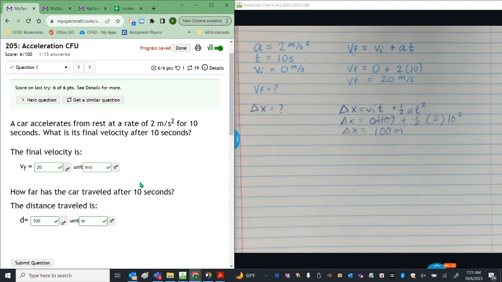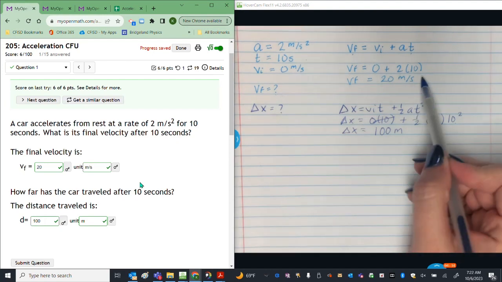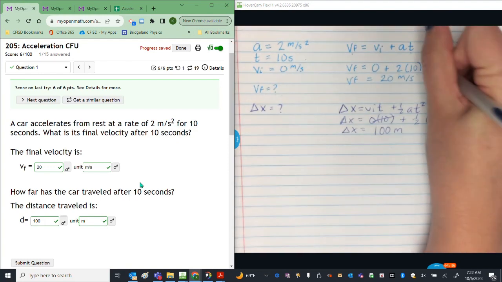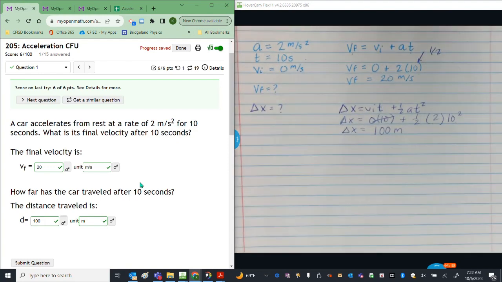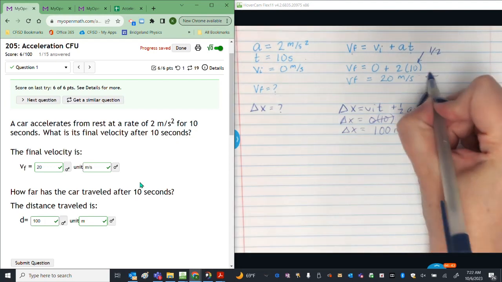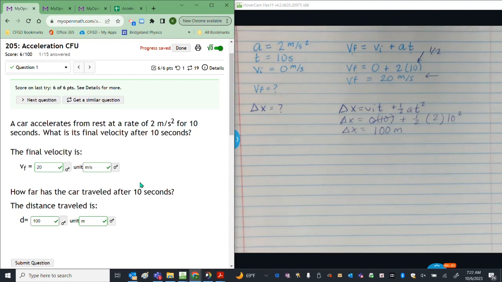If we accelerate for half the time, and you can see this mathematically, if this was half as much, so 5 instead, what would that have done to my final velocity? Yeah, you can say it louder, Emily, that's right. It's half.